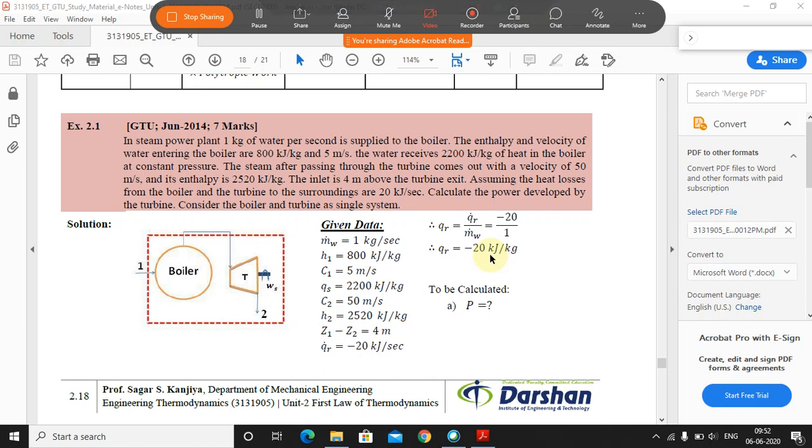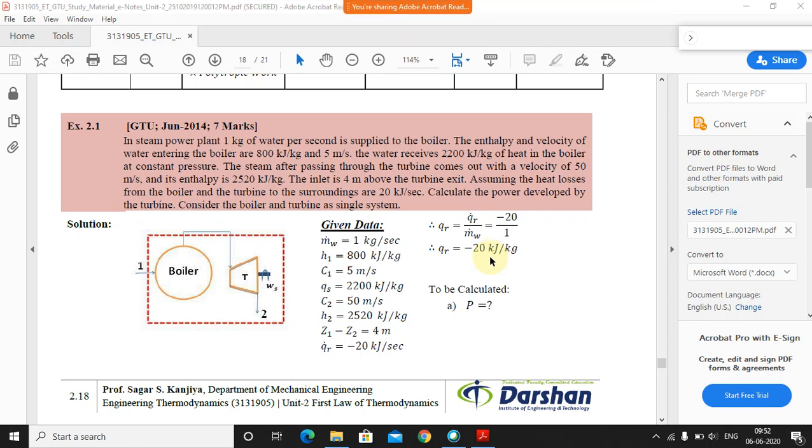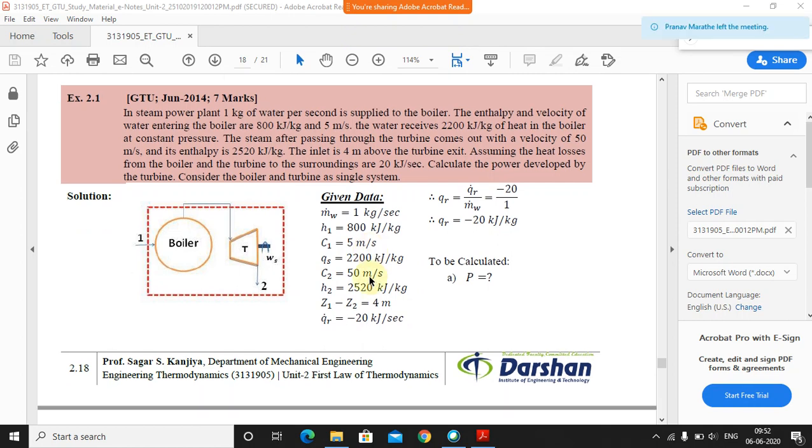Few problems over there. Okay, so let's start with the first problem. So I'll read out the problem statement and then we'll try to figure out what data has been given in the problem.